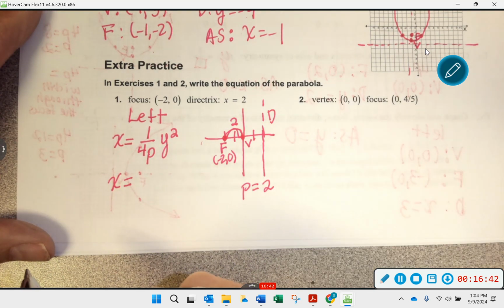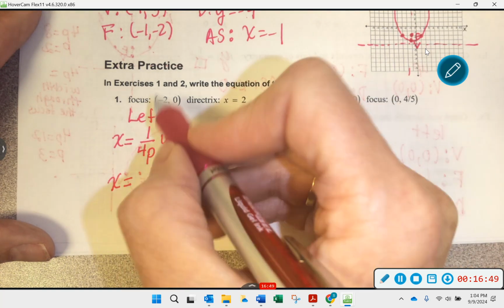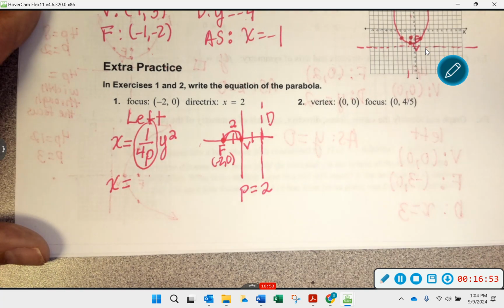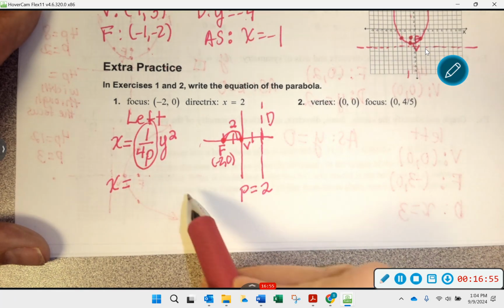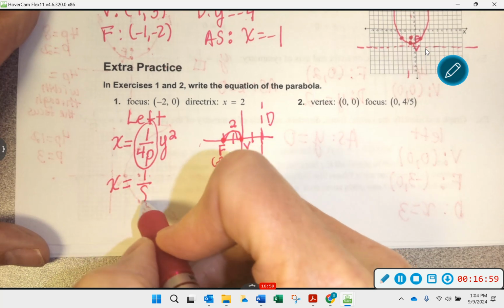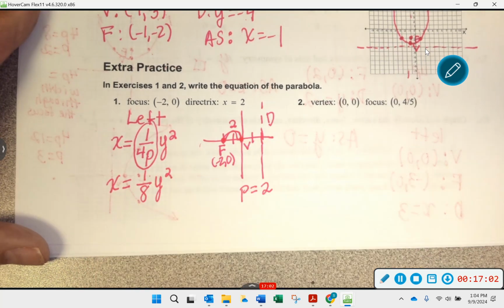Anybody know? No, all we have to do is fill in right here. What is it? Plug in the 2, okay? So 4 times 2 is 8. So is it just 1 over 8 y squared?